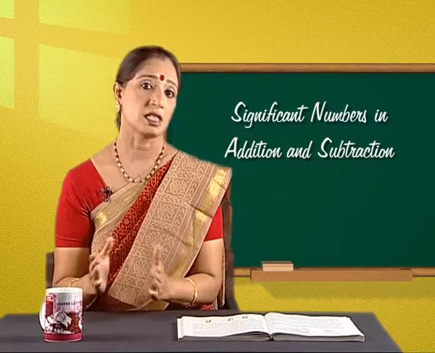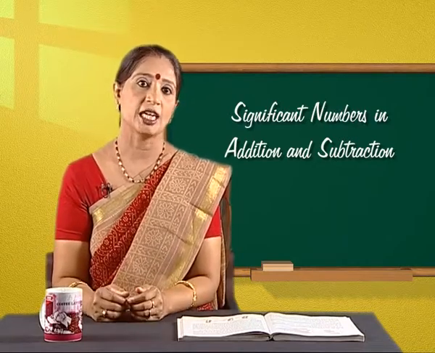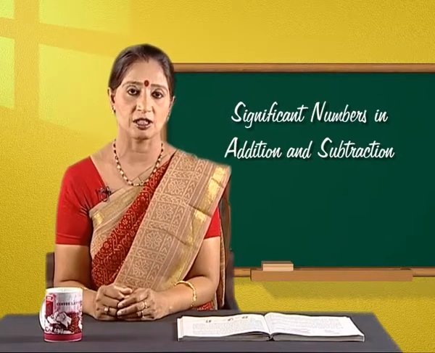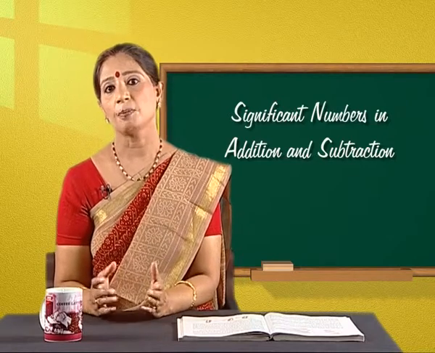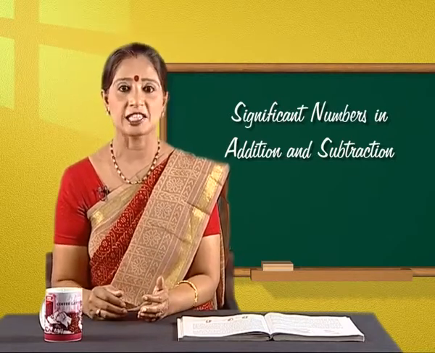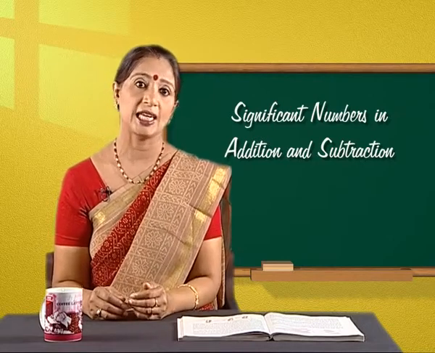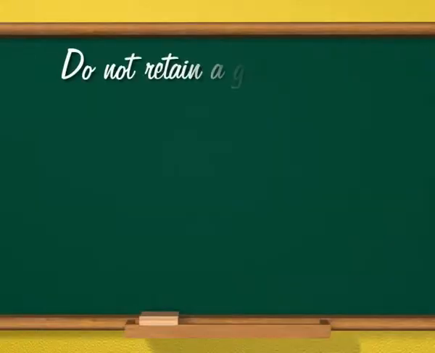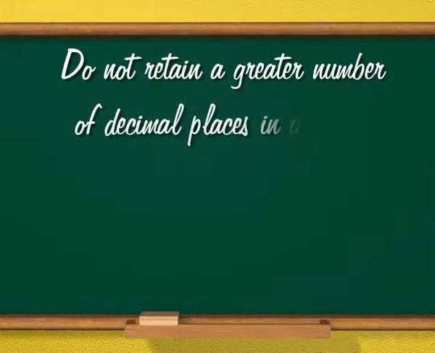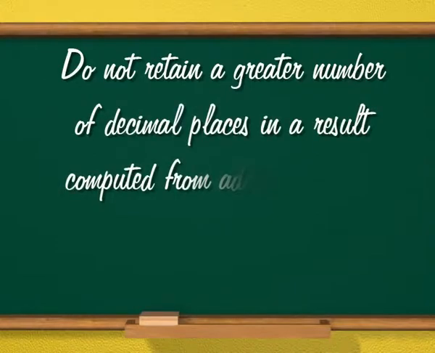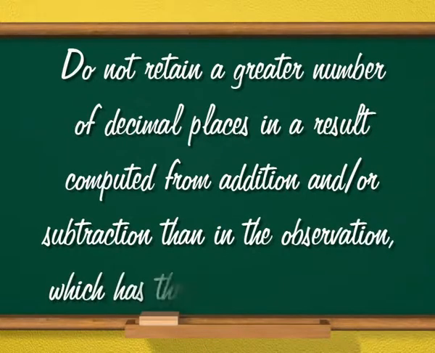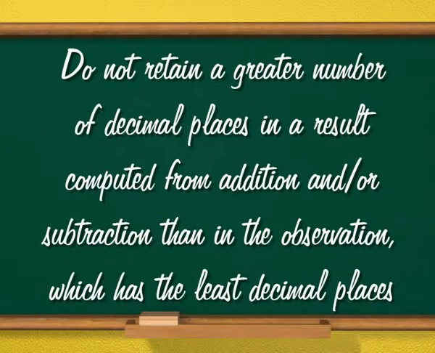The accuracy of a sum or a difference is limited to the accuracy of the least accurate observation in the addition and subtraction. However, from the example of a cup of milk, we can set up a rule for significant figures in addition and subtraction, according to which, do not retain a greater number of decimal places in a result computed from addition and/or subtraction than in the observation which has the least decimal places. To understand this, let us try an example.